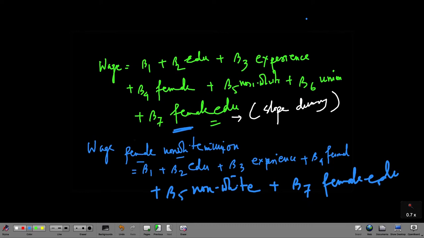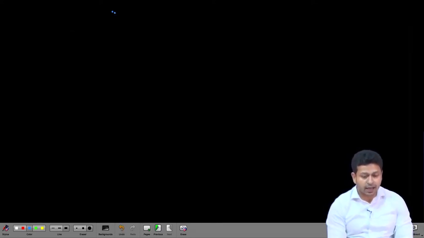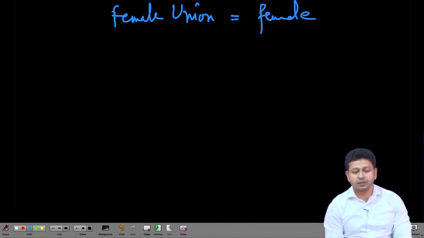Now, we have already seen the interaction between a dummy variable and a numerical variable. I can also have an interaction between two dummy variables, two categorical variables, and let's see how that will work. Let's say my interaction term is a slope dummy for females who are in a union, so it will be female cross union.